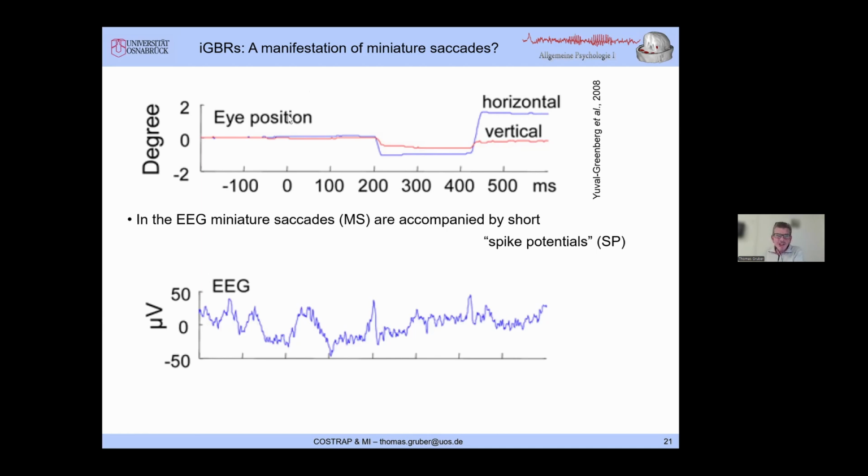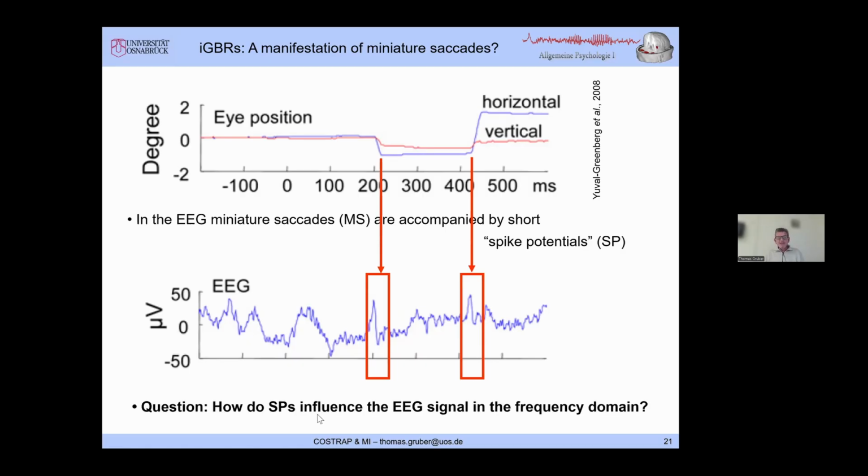And if we now measure EEG during such a miniature saccade, MS abbreviated, I use the abbreviation MS from now on, then this MS is accompanied by a signal in the EEG. This is a so-called spike potential. This little guy. If you look at the blue line here, the EEG, and I would not tell you that there is something, namely the spike potential, you might not see it. It's just ongoing EEG. There's nothing special. But now I told you, look, there's a spike potential which always occurs when there is an MS. Then you might see it. So now the next question is, how do these SPs influence the EEG signal in the frequency domain?